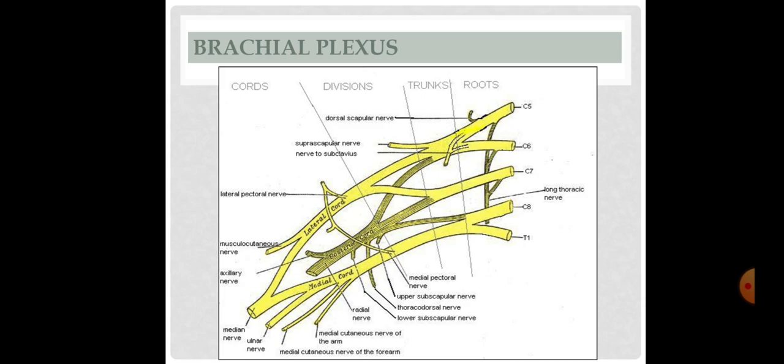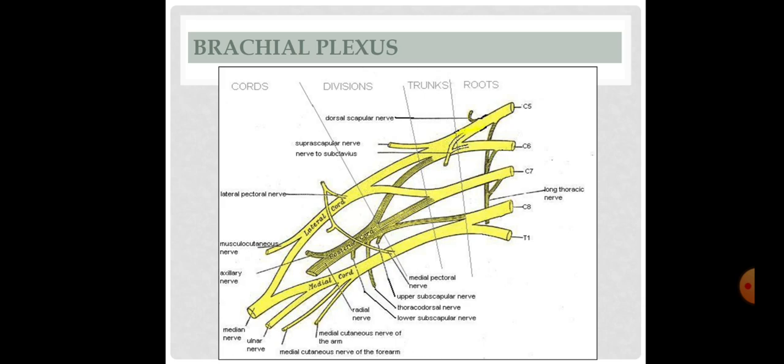And from C5 there is a minor contribution to the phrenic nerve, because the root value of the phrenic nerve is C3, 4 and 5. So a minor contribution is given by C5. So from the roots there are three nerves: the long thoracic nerve, the dorsal scapular nerve and part of the phrenic nerve. Okay.